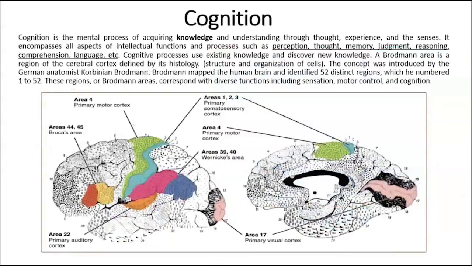Cognition. Cognition is all the mental processes that we use in order to know something, to understand, and to acquire knowledge. Around 80% of the brain is used to achieve cognition. When we have problems in the brain, some areas of cognition are going to be affected.